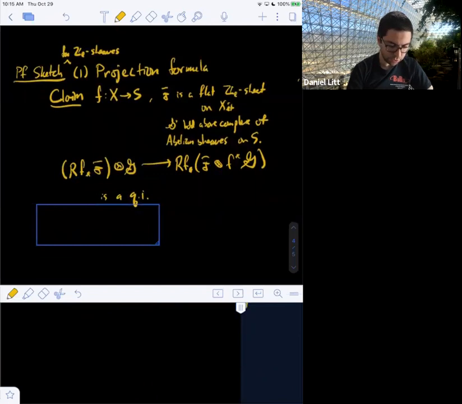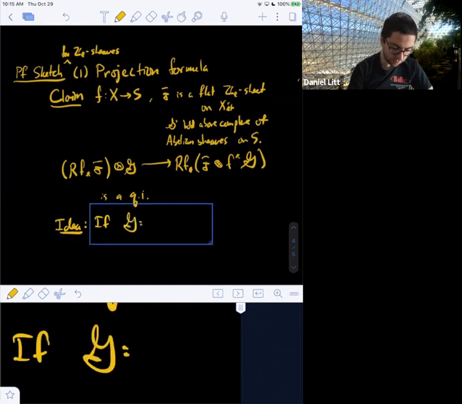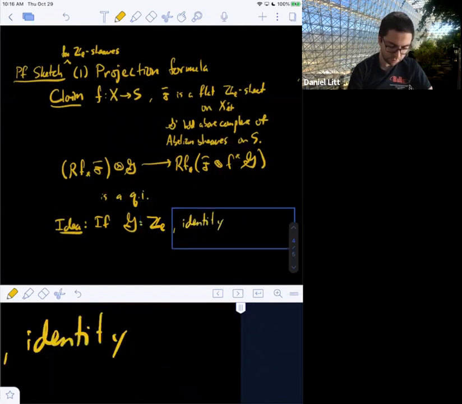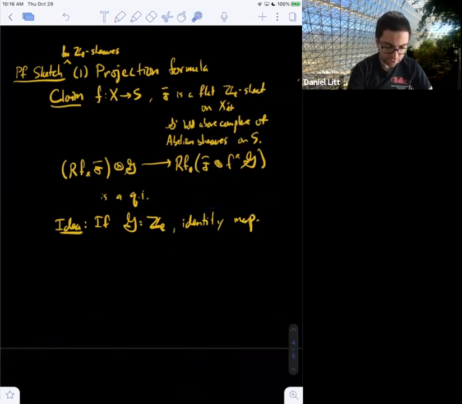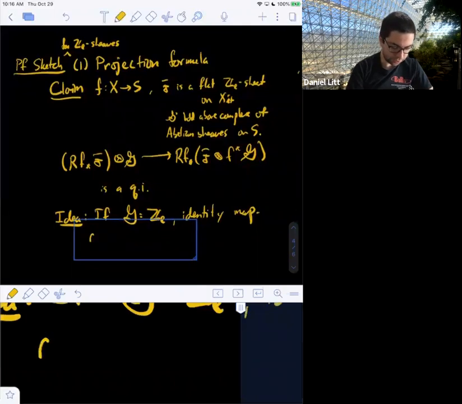Okay, so what's the idea of this? If G is just Z_L, then this is the identity map. So if G is just Z_L, what is this? This is Rf lower star of F, and this is Z_L, so this is also Rf lower star of F. Now there's a series of reductions, but the idea is to reduce to this case.